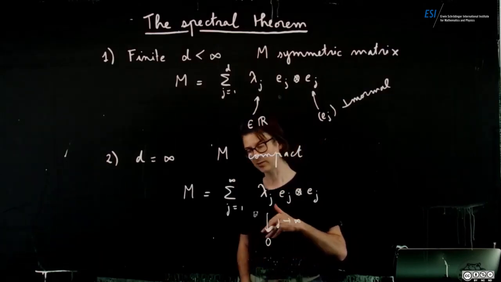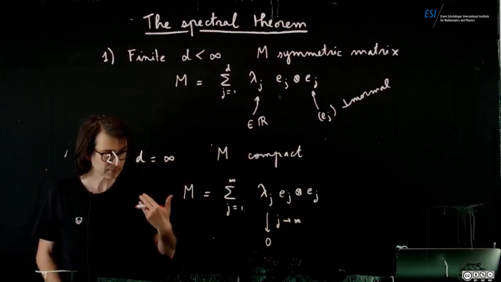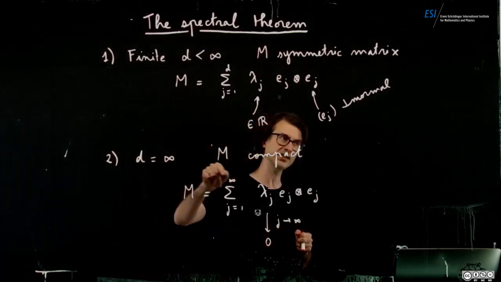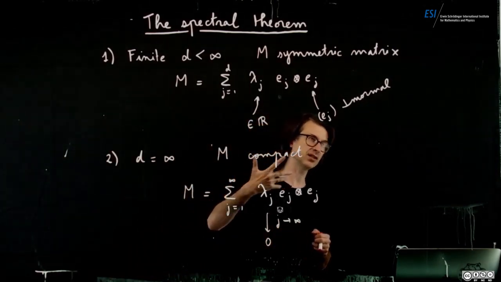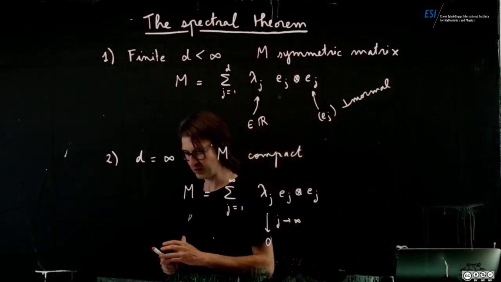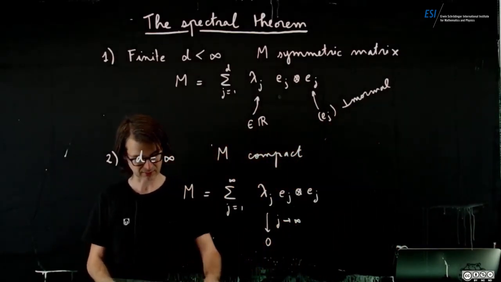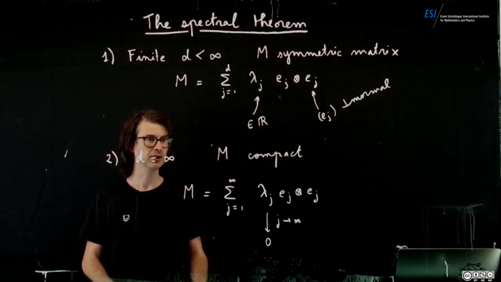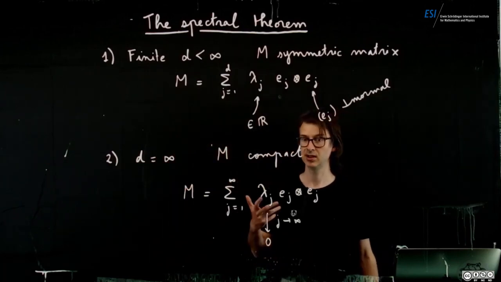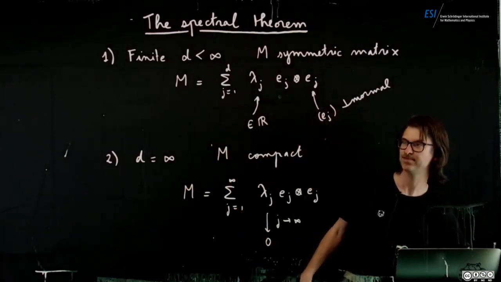Okay, so we want something yet more general. We want an operator that is infinite dimensional, but that is not compact. If you think of the Schrödinger operator, it's certainly not going to be compact on L2. So what's the general version of the spectral theorem we'll use? Let me state it now.